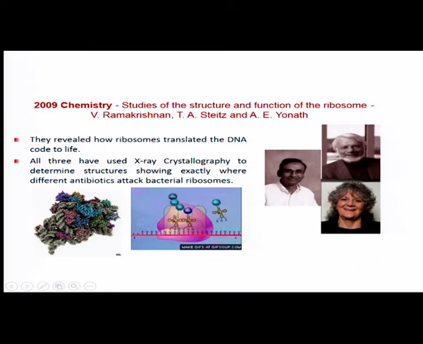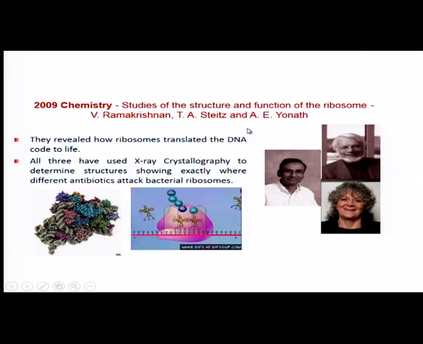Now we come to the 2009 Chemistry Nobel Prize awarded to Venkataraman Ramakrishnan, an Indian settled in the US, T. S. Stites and Adayonath, for getting the structure of the ribosome, not only the structure but also explaining the function of the largest molecule, ribosome. They revealed how ribosomes are translating the DNA code to life.